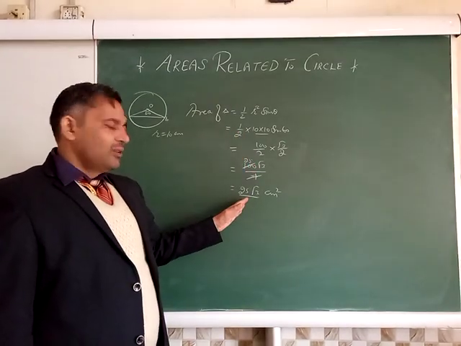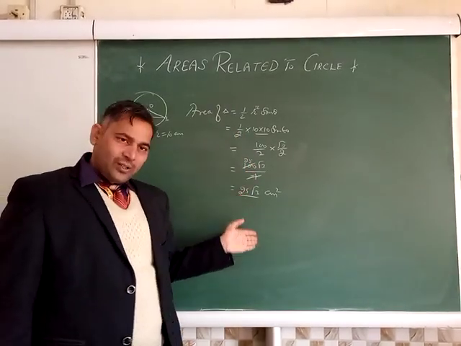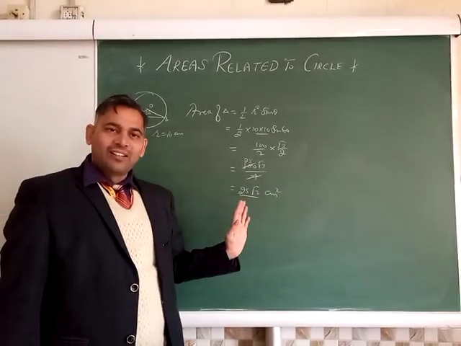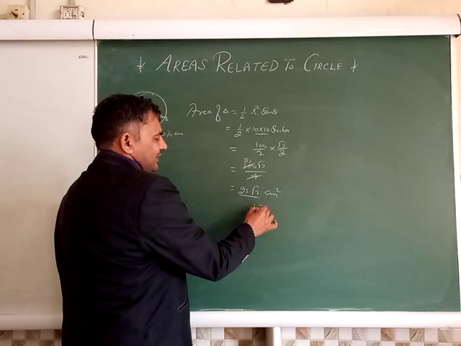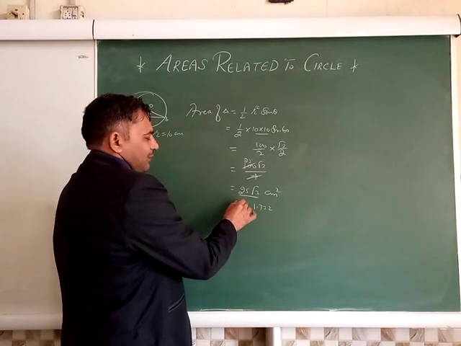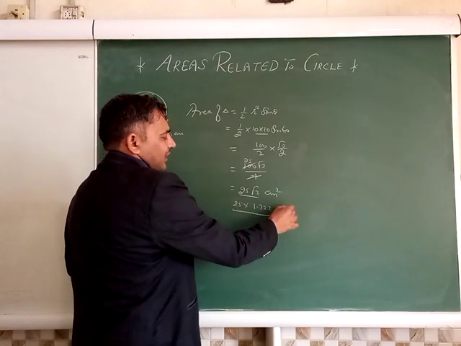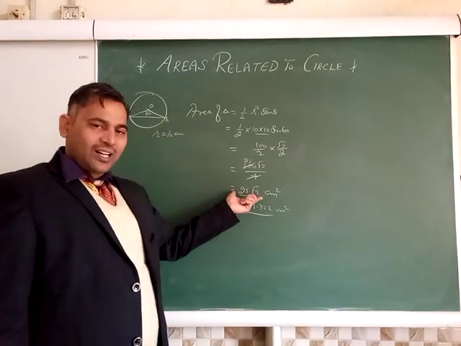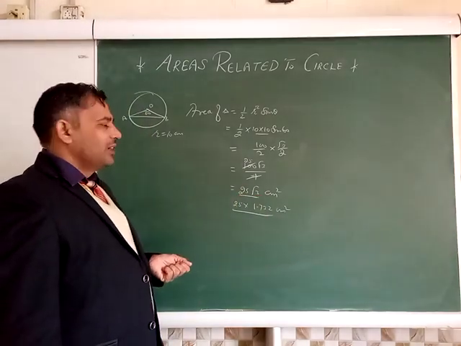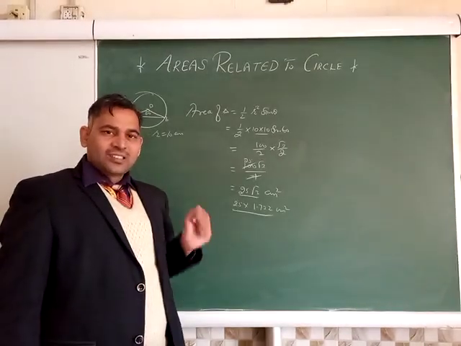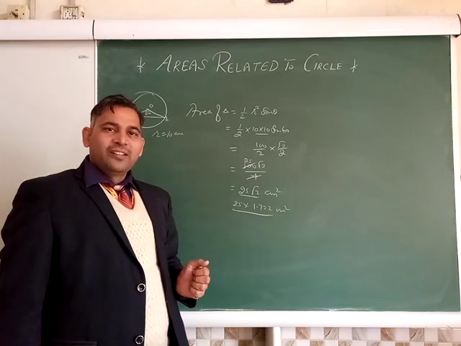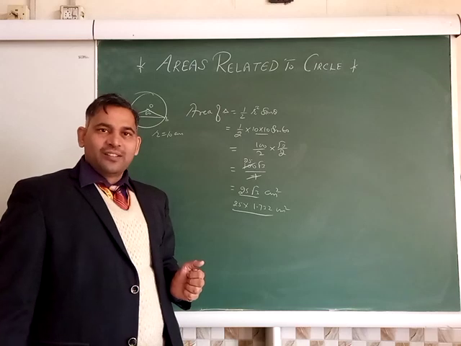Now putting the value, we got the answer. And further you can explain more also. Root 3, you can put the value 1.732. This is the root 3 value, multiply it by 25 centimeter square, and you can leave it here also. This is the same answer. So this is how to find area of the triangle in the circle. Now next formula we will discuss: how to find major and minor segment.